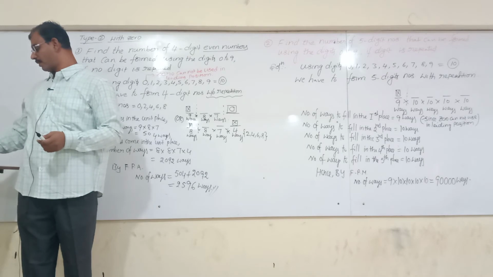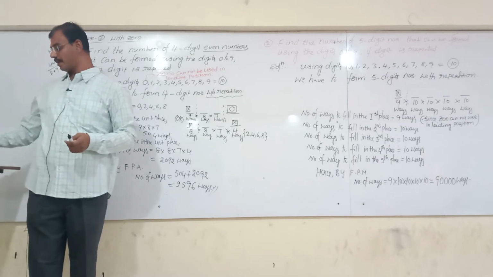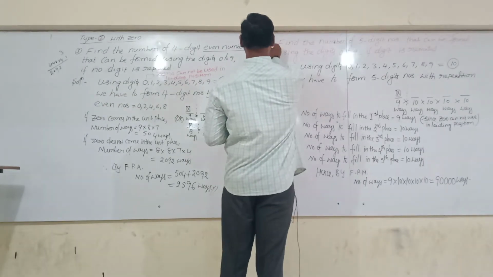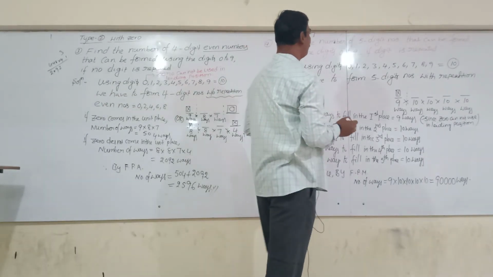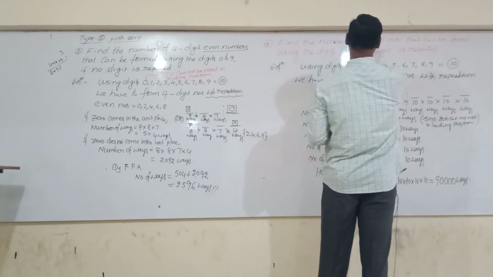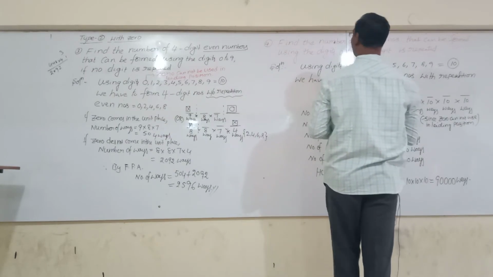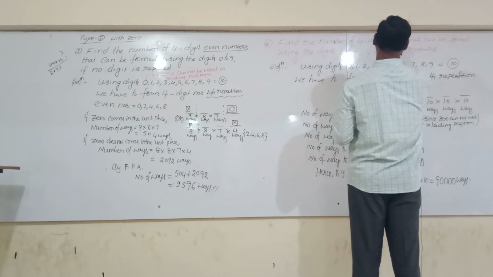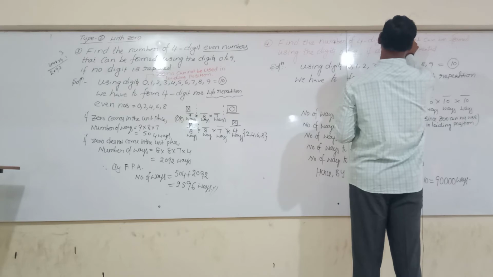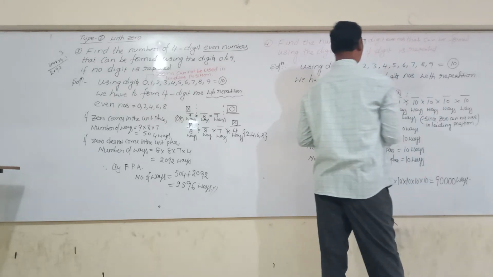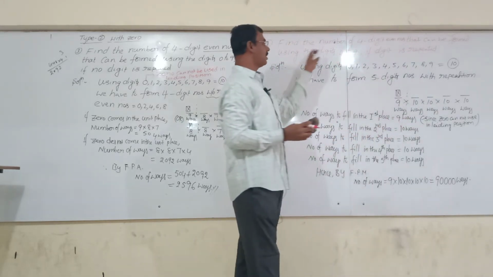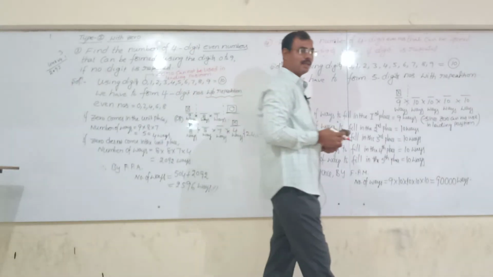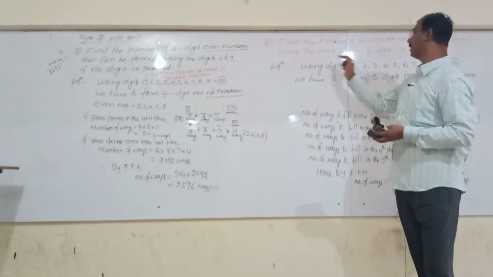Let us take one more problem, where digits are repeated. Same model, question number 40. Find the number of 4-digit even numbers that can be formed using the digits 0 to 9 if digits are repeated.